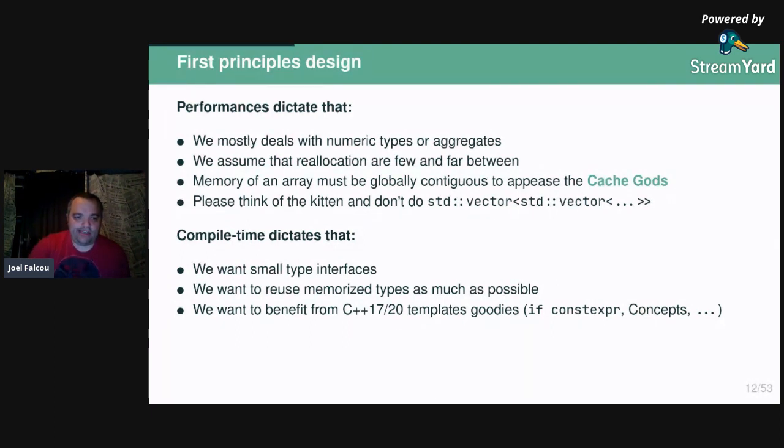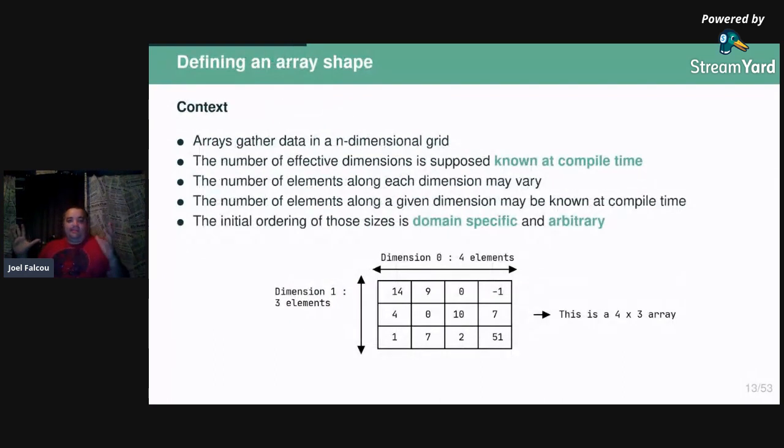So let's do some basic things. So what's an array? An array is basically gathering data into a grid. And we will make some assumptions: that the number of effective dimensions is known at compile time. So you know that you have a 3D array. One or multiple of each dimension can actually have one element, but it has three axes, if you want. And the number of those dimensions is fixed. You can vary the number of elements along each dimension, and it may be that the number of elements along a given dimension is required to be known at compile time. So we want to have, let's say, a dynamic or compile time size for an array.